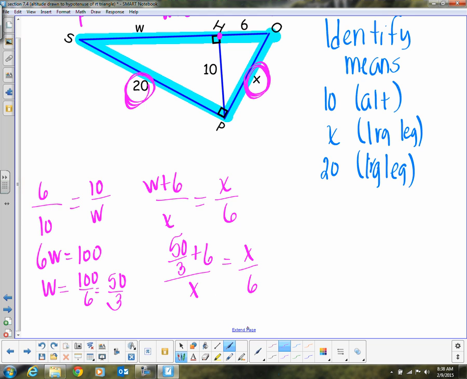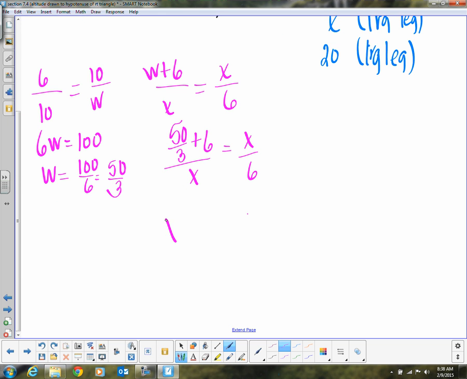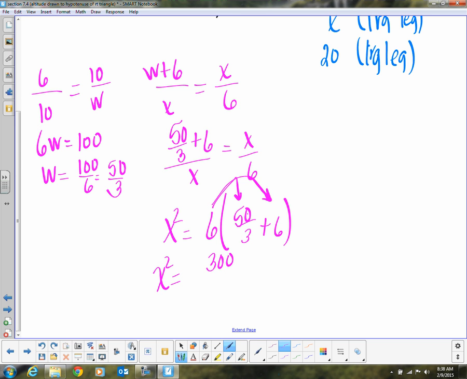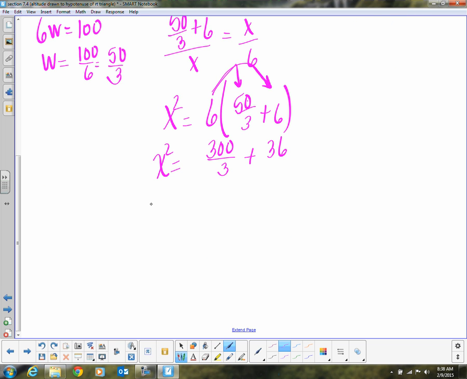Okay. So we're going to have x squared is equal to 6 times 50 over 3 plus 6. Can I distribute? Because look what happens when I distribute. That's going to be 300 divided by 3, right? Plus 36. So x squared equals 136. Now what do we do?